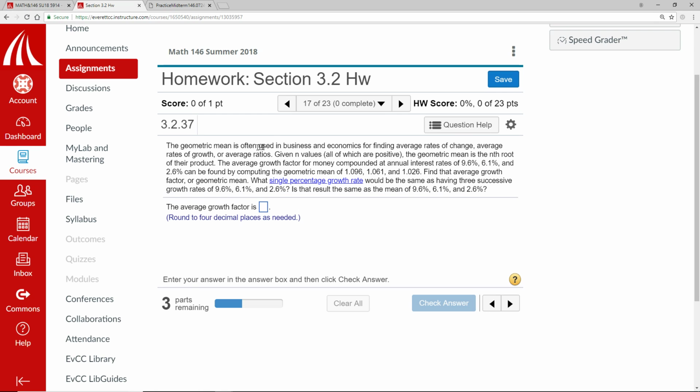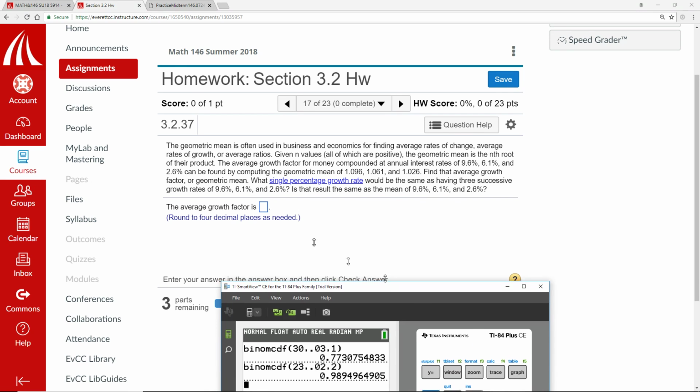It says the geometric mean is often used in business and economics for finding average rates of change, average rates of growth, or average ratios. Given n values, all of which are positive, the geometric mean is the nth root of their product. The average growth factor for money compounded at annual interest rates of 9.6, 6.1, and 2.6 can be found by computing the geometric mean of 1.096, 1.061, and 1.026. So we need to multiply them together and then take the root of however many numbers there were. There are 3, so we need to take the cube root.